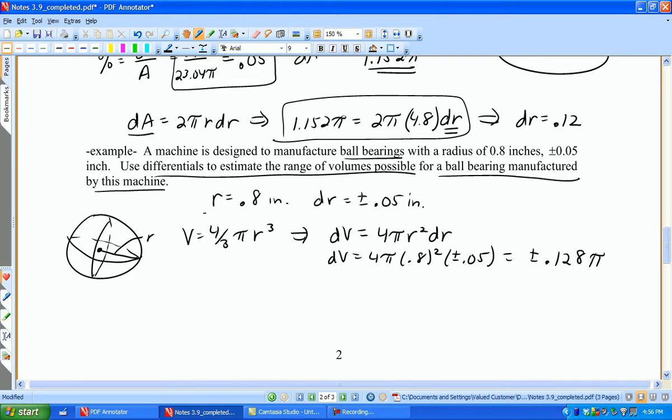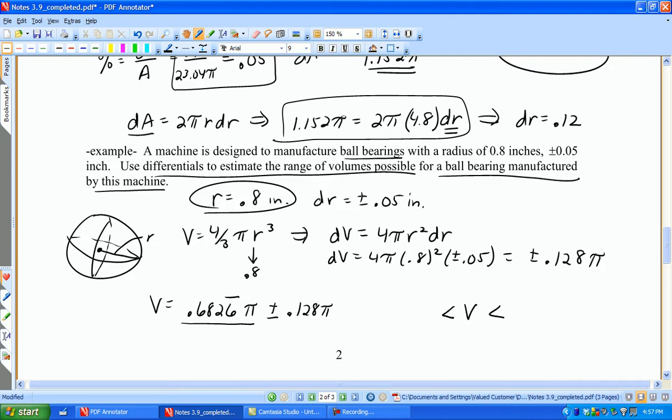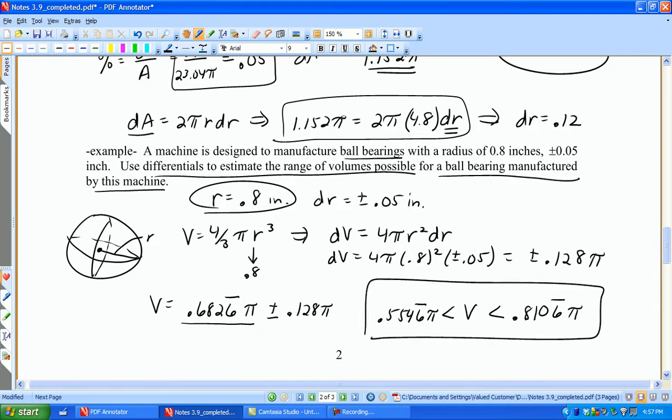Now, if the radius actually was 0.8, what would the volume be? If the radius is actually 0.8, then I'll take 0.8 cubed and multiply it by 4/3, and what I get is about 0.6826 repeating pi. That means my volume is this plus or minus the 0.128 pi. So my range of possible volumes is this. It can be as much as this plus 0.128, which ends up being 0.8106 repeating pi, or it could be this minus the 0.128. So the 0.6826 repeating minus the 0.128 comes out to be about 0.5546 repeating pi. So this is the range of possible values for my volume measurement.